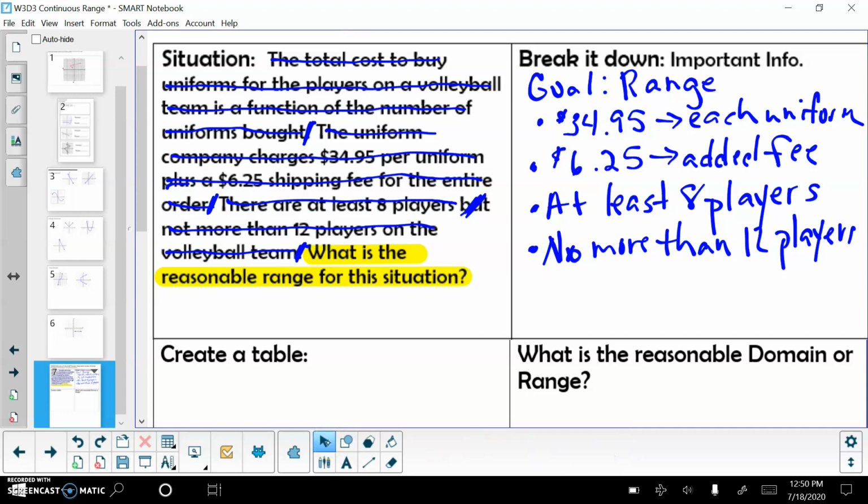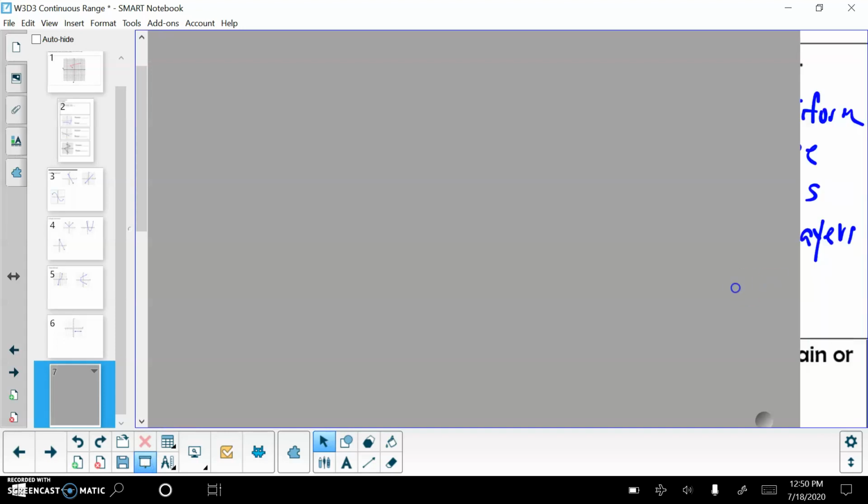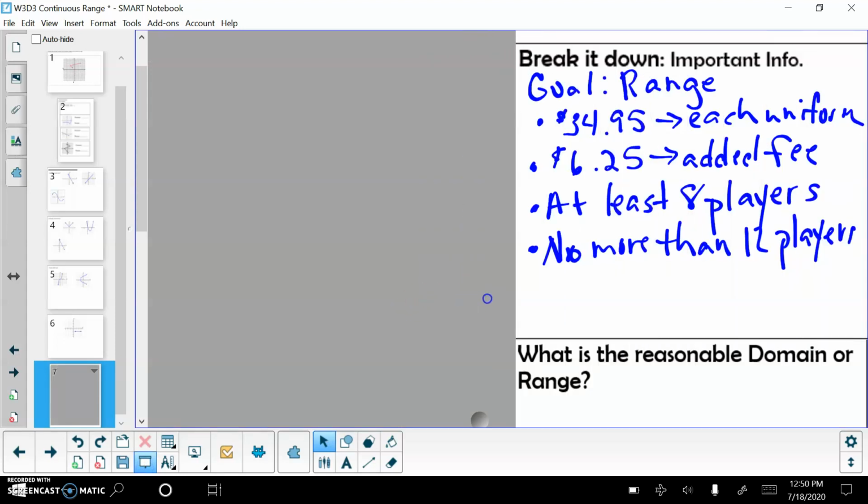In order to see that you've got a good idea of what the problem is about, you've got all the important information pulled out in a user-friendly method, we sort of can set up a screen here, cover up the situation, but then look and see if we can't summarize it, sort of like reading it again, but only reading it from the break it down area. So I can say, well, I know this is about a team that's buying uniforms. My goal is to figure out the range.